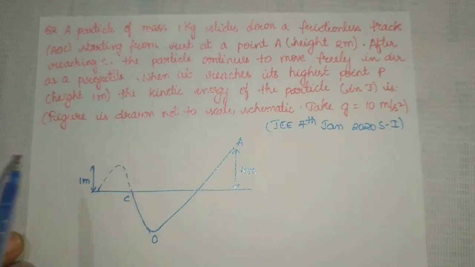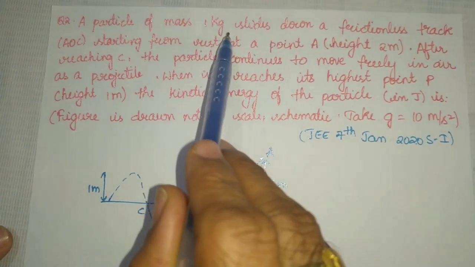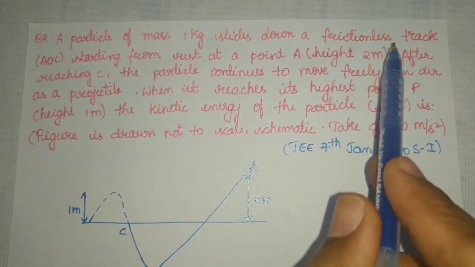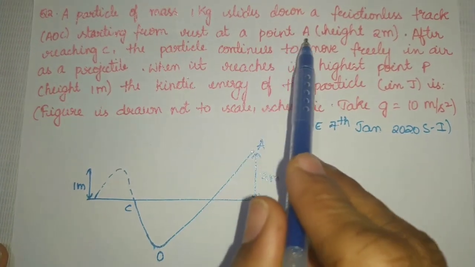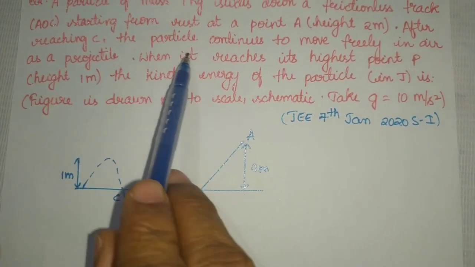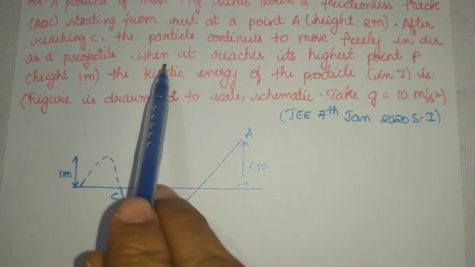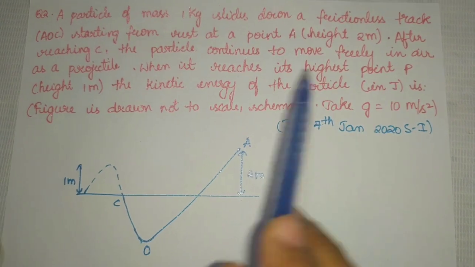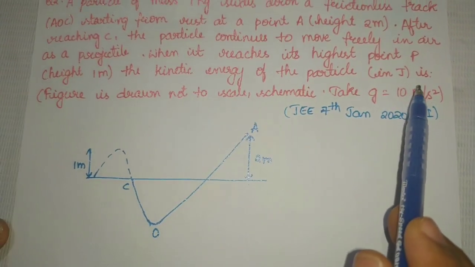Students, let us consider the third question in work power energy. A particle of mass 1 kg slides down a frictionless track AOC starting from rest at a point A of height 2 meter. After reaching C, the particle continues to move freely in air as projectile. When it reaches its highest point P, height 1 meter, kinetic energy of the particle in joules is.